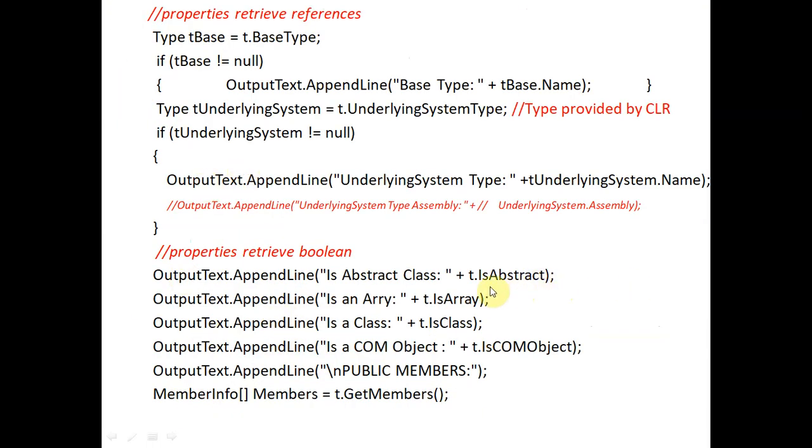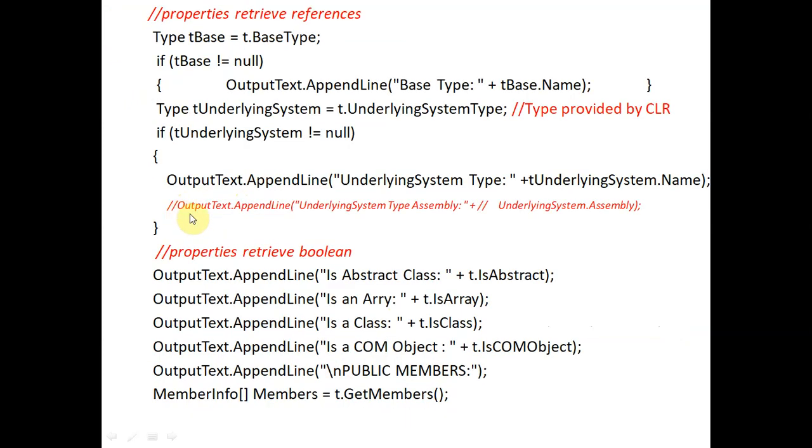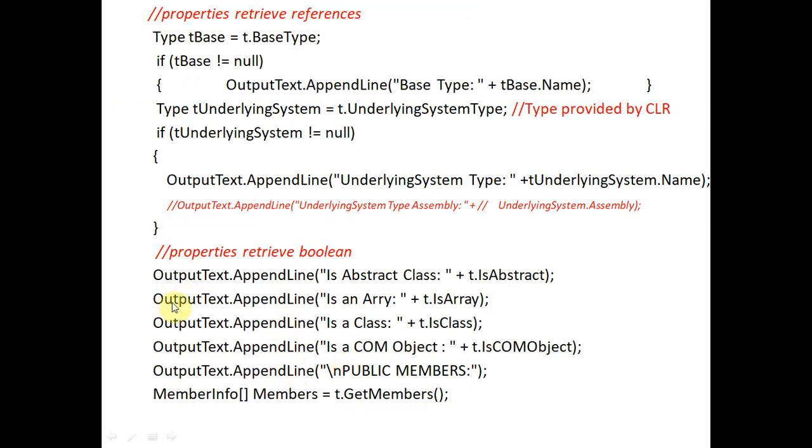We have written here t dot is abstract. Is this t an abstract type? You can see t is the object of type, and t equals to type of car. So is the car an abstract type? No, it will return false. T dot is abstract, is it true? No, it is false. Is abstract? False.